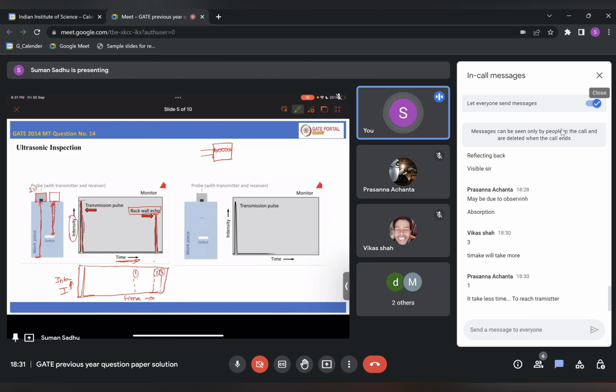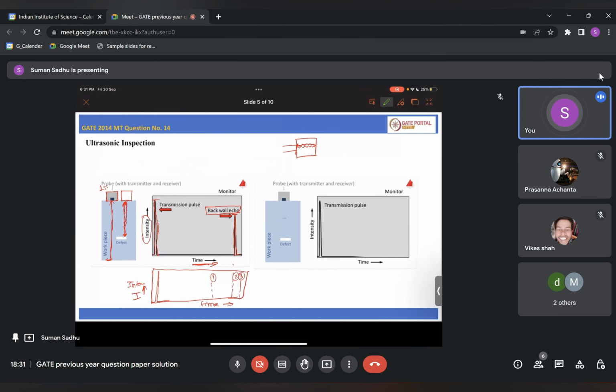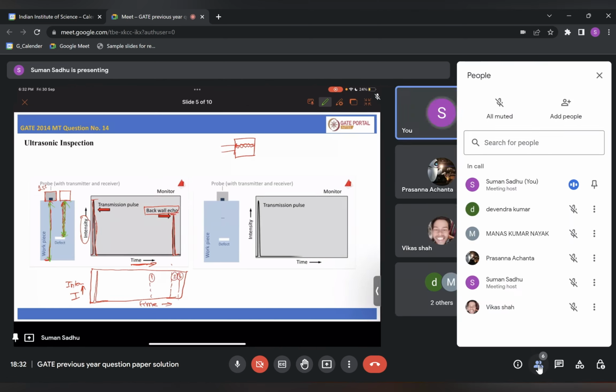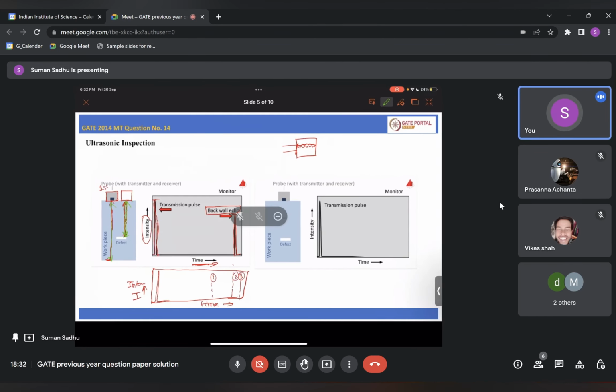Why will it take less time? Yes, Prasanna is right. It will take less time because you can see that the distance is more in the first case. This is this much distance. But when it encounters a defect inside, it travels a shorter distance, right? So in this case the distance is less, which means the time taken will be less. Your velocity of sound is the same. It is not changing. Velocity through a medium will be the same. So if the velocity is the same but the distance is decreasing, that means the time taken will be less.